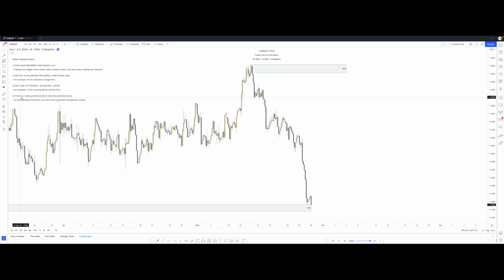You have to trail your stop loss or take partial profits, but don't close the position or positions early. So to hold positions long term, you must have a planned management system. And this also goes hand in hand with trading psychology because, as I'm sure many of you know, it is psychologically difficult to hold trades long term.